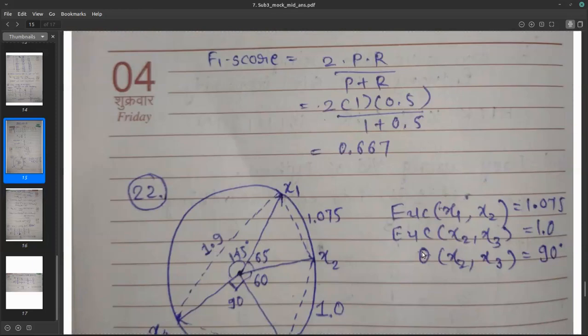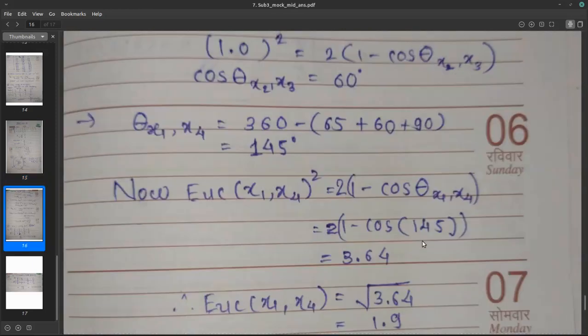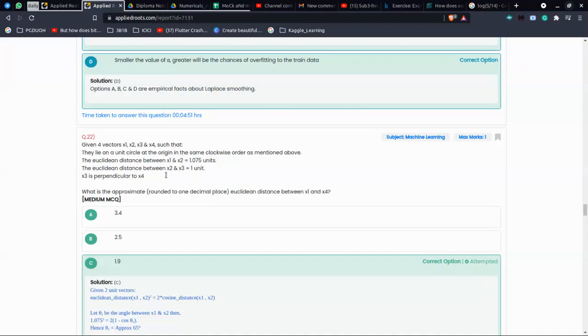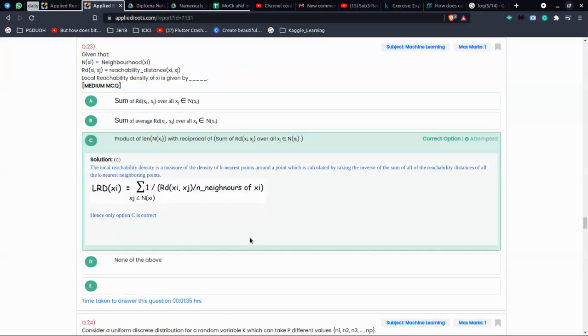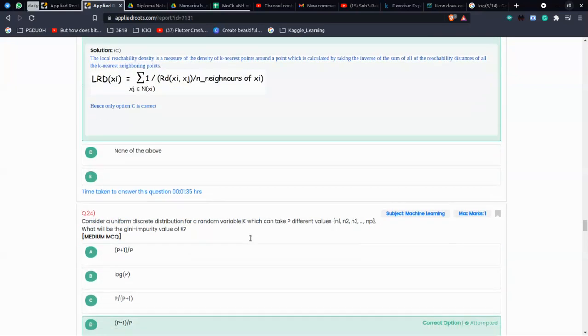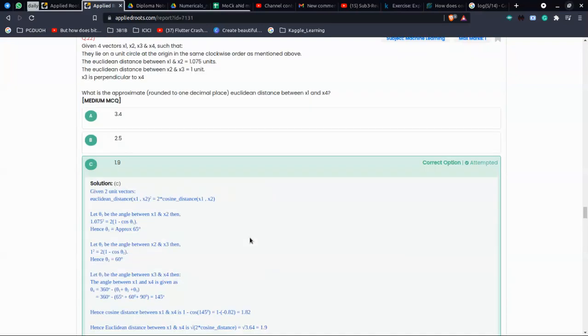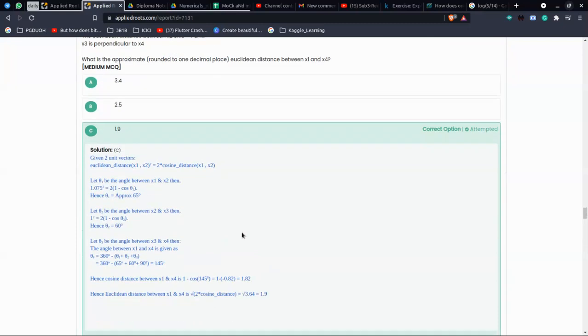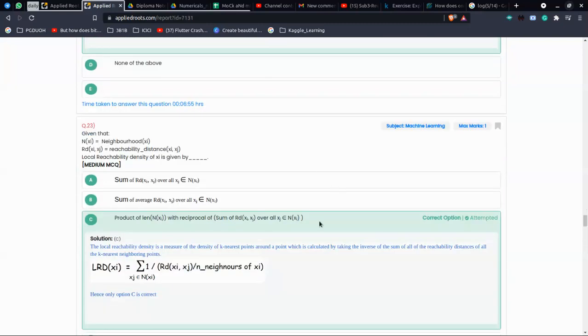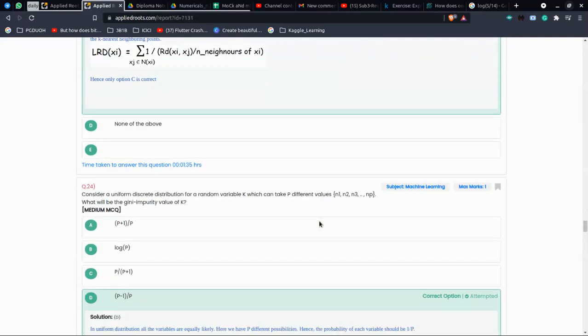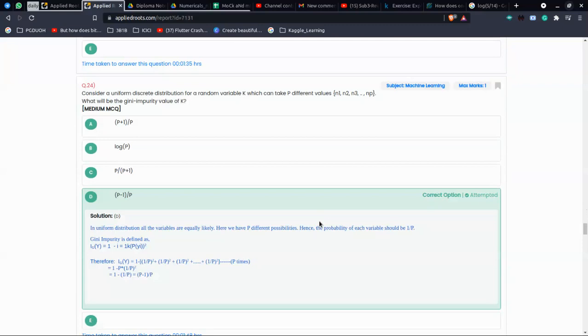Right? I like how they construct, or form, this kind of question. Any questions, guys? Any doubt? Okay, I will take it as good to go. Let's go to question number 24.